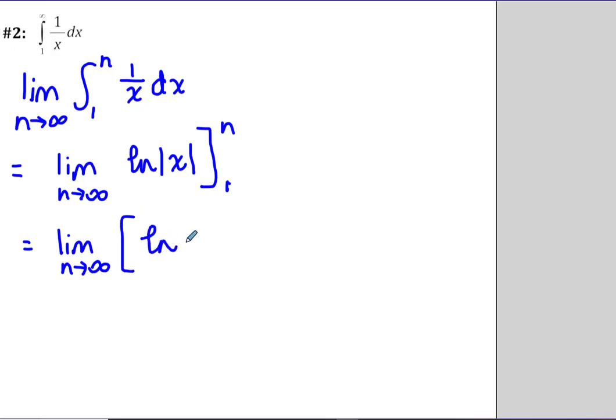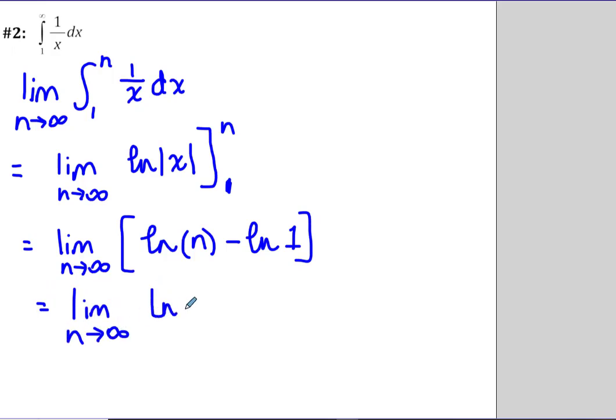So we have the natural log of n, and since we're starting at 1, the function is positive, so we don't really need the absolute value bars. And the natural log of 1 is 0. So we're considering the limit as n approaches infinity of the natural log of n, and that would be infinite.